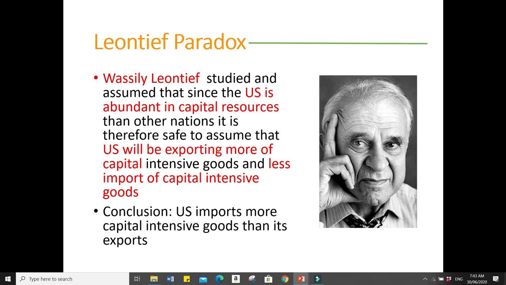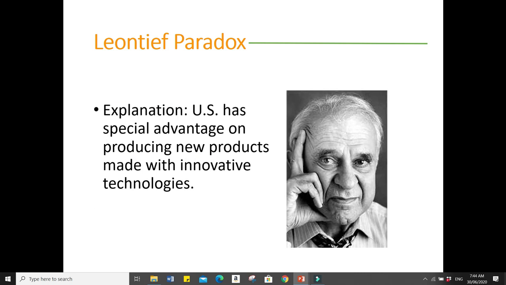So what is the conclusion? The US imports more capital-intensive goods than it exports. The explanation for this is that the US has a special advantage in producing new products made with innovative technologies. So they import capital-intensive products to increase the efficiency of their production. In Heckscher and Ohlin's theory, the assumption is that technology is the same in all countries. Only factor endowments differ, which is why this happened in the US.